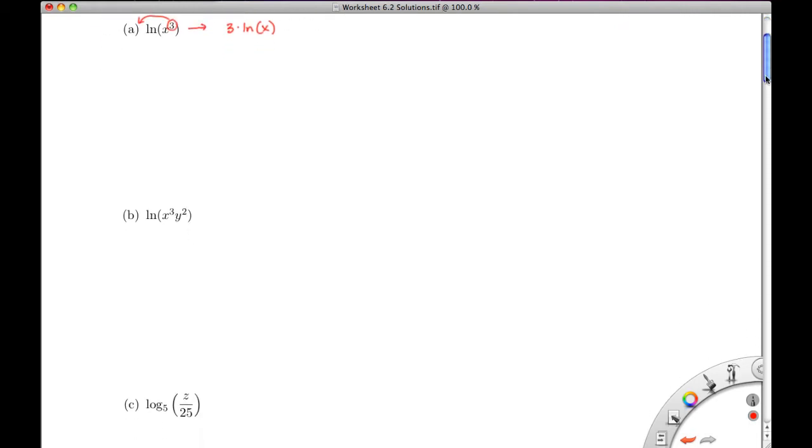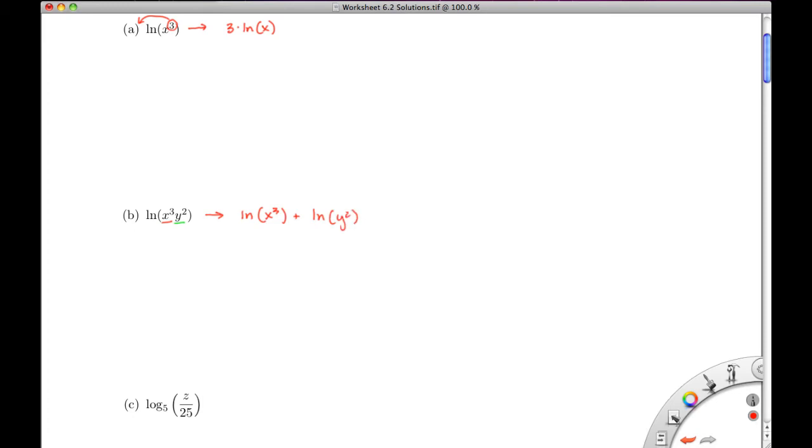Part B, we've got the ln of x cubed again, but now we're multiplying that by y squared. So we look at this, and before we can really do anything with these powers, we see we've got the ln of a product of two values, namely x cubed and y squared. So we can break that up as a sum of logarithms. So using the fact that we've got a product, we can rewrite this as the ln of x cubed plus the ln of y squared.